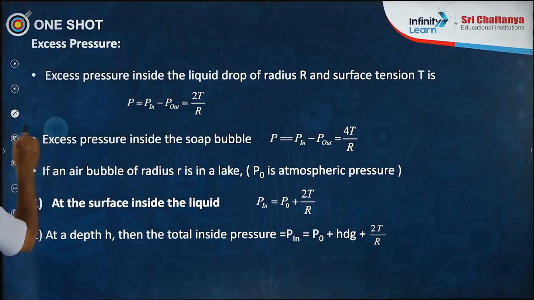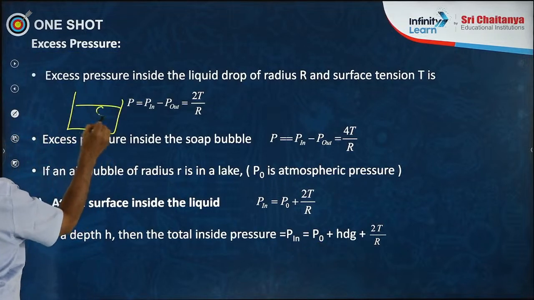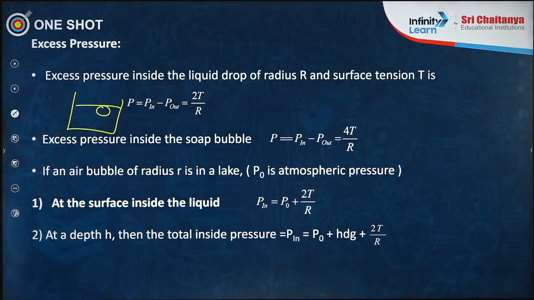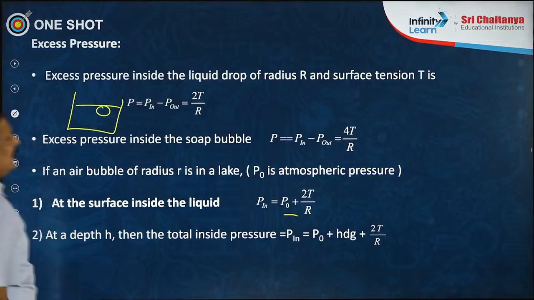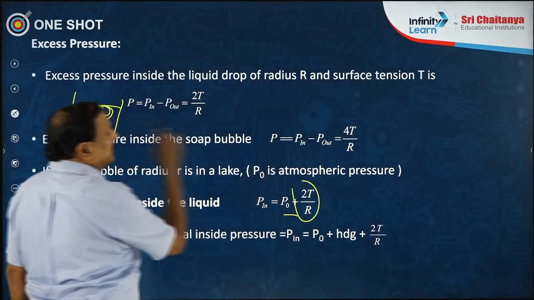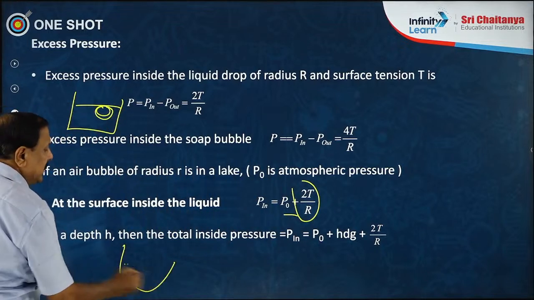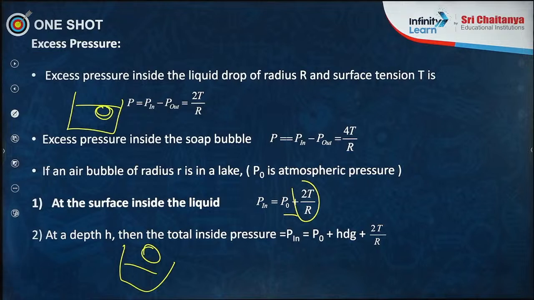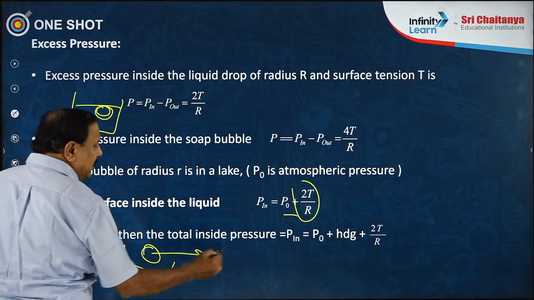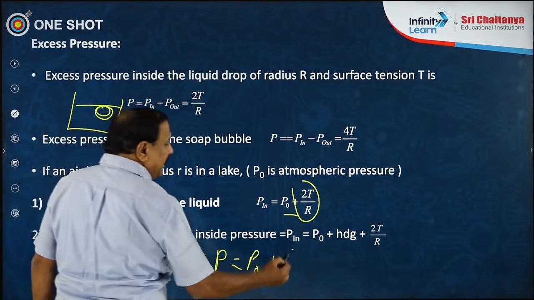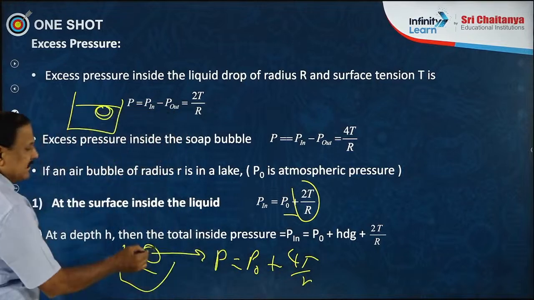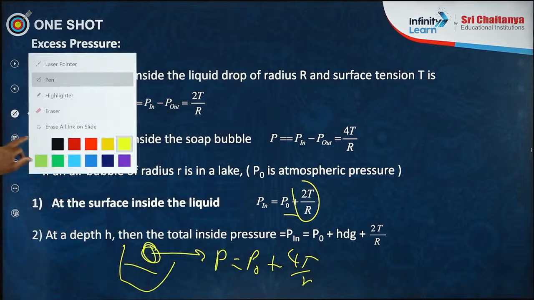Suppose in the same case, the bubble is at the top of the liquid like this, now atmospheric pressure plus, again it is inside the liquid only, therefore 2T by R, because it has only one surface. Suppose the same bubble is outside here somewhere, then it is an air bubble only, therefore it has two surfaces, atmosphere plus 4T by R. So, here if it is the bubble, total pressure is equal to atmosphere plus 4T by R, because the bubble is completely in air, it has two surfaces.